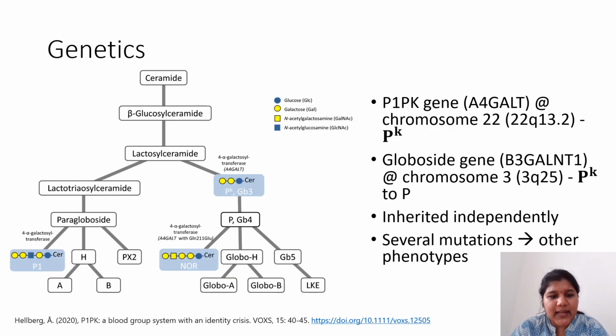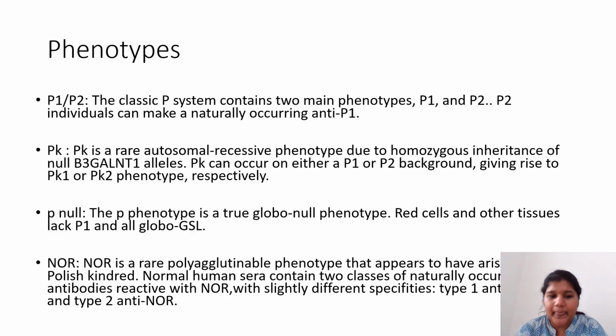Regarding the genetics, as we can see here, the entire system is produced starting from the ceramide. The ceramide is converted to beta glucosyl ceramide, followed by lactosyl ceramide. At the lactosyl ceramide, the pathway divides into two separate pathways. On the right, we can see the synthesis of PK, GB3, and a mutated variant called NOR. On the left side, we can see the P1 antigen. If we closely observe, the P1 antigen and the H antigen have a common precursor, paragloboside.